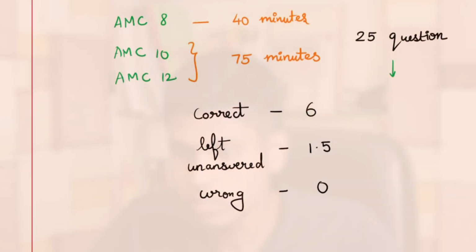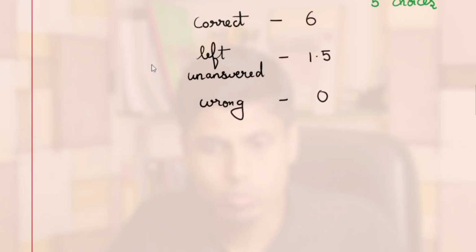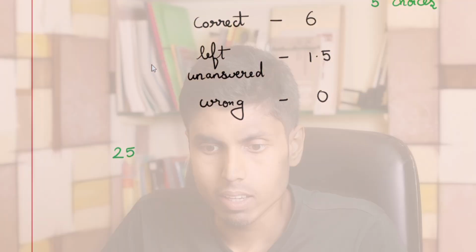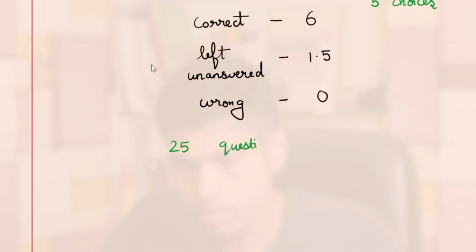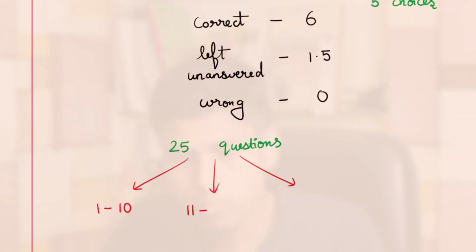For each question, you will be provided with 5 choices, and exactly one of them is correct. Answering that will give you the total mark for that. The exam is divided into multiple sections, but not literally. This is what I'm going to divide. So 25 questions can be divided into 3 parts. Question number 1 to 10 is the first section. Questions numbered from 11 to 20, the second section, and from 21 to 25, the third section.